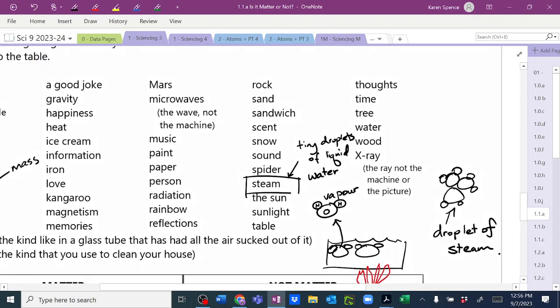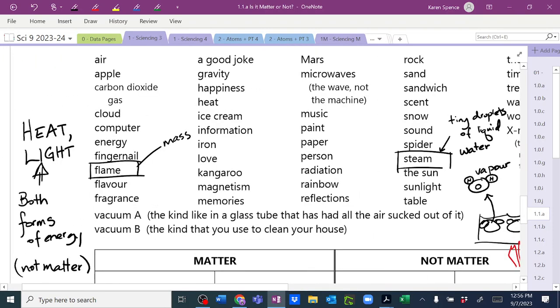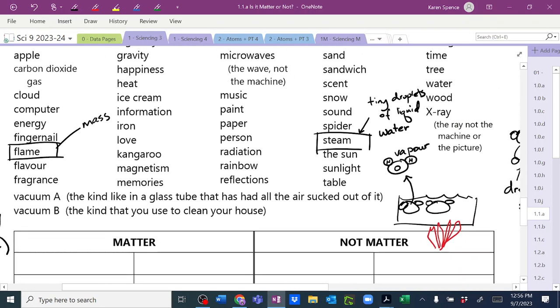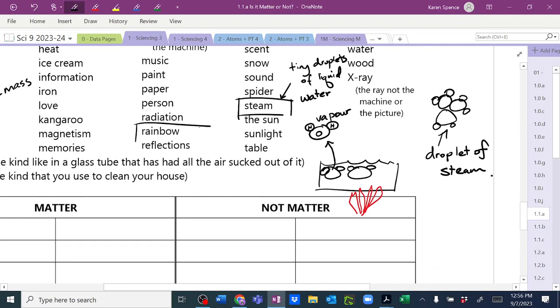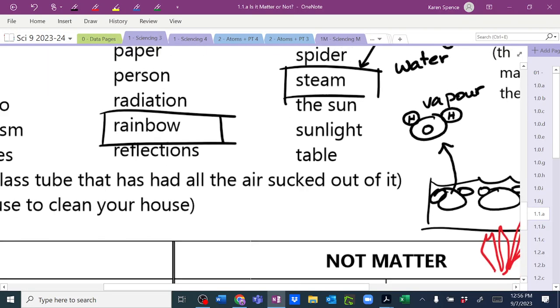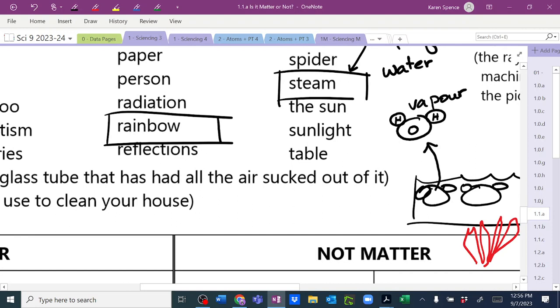Okay, so we had steam, we had flame. Any others you would like to take a look at? Rainbow. Oh, good one. So now in order to get a rainbow, you definitely need to have water droplets. But the water droplets themselves aren't actually part of the rainbow. What will happen is that the light will hit all those water droplets.